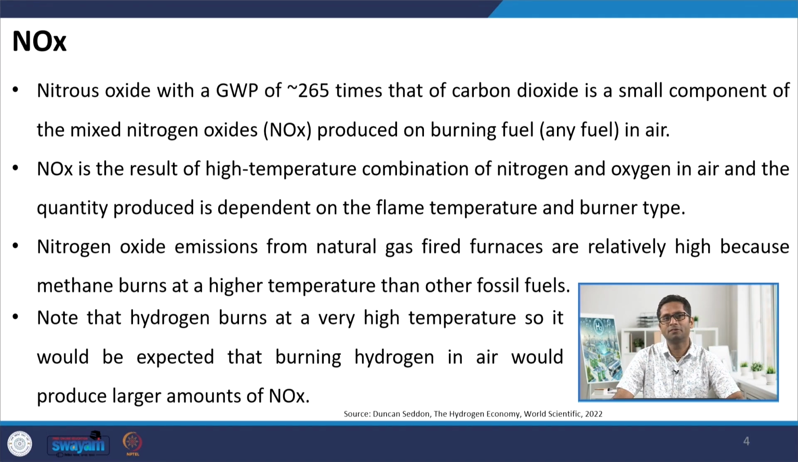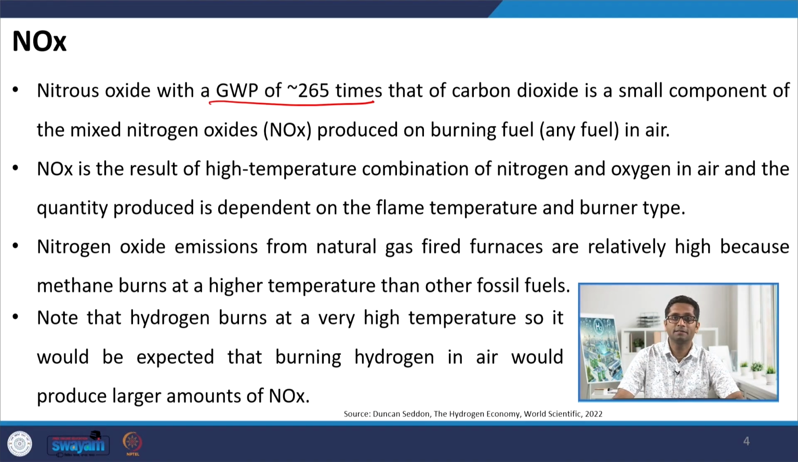Another gas that is of concern is the NOx, or the N2O to be specific. So if I talk about nitrous oxide, the global warming potential is even more severe, of the tune of 265 times, which means 1 kg of N2O if released to the atmosphere would have a similar effect as done by 265 kg of CO2 released to the atmosphere.